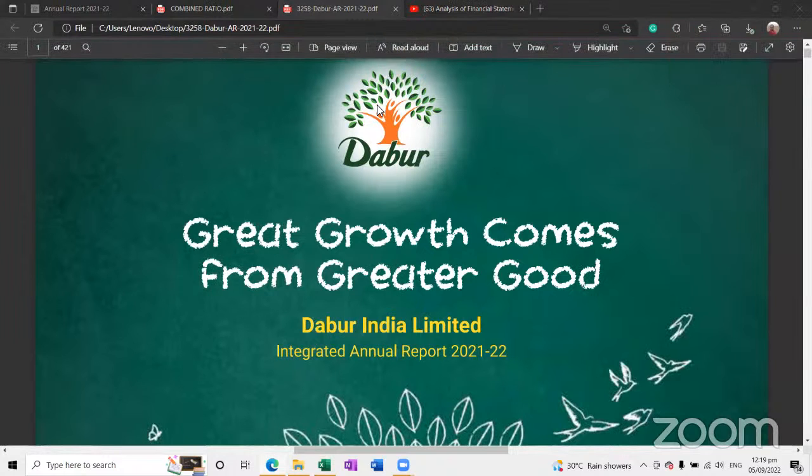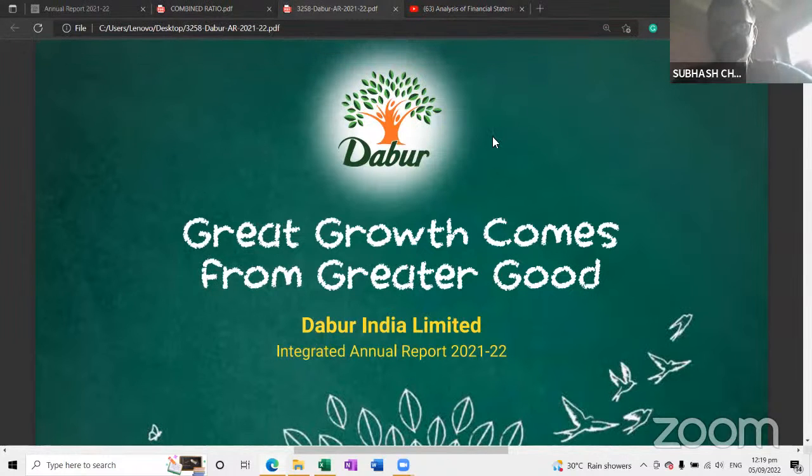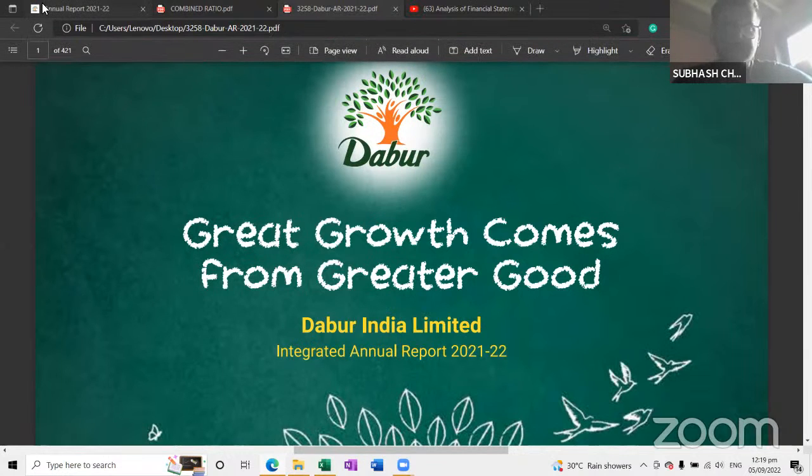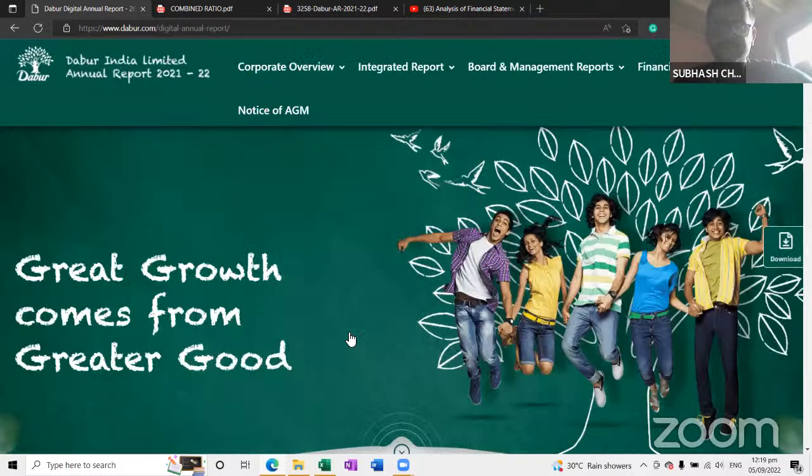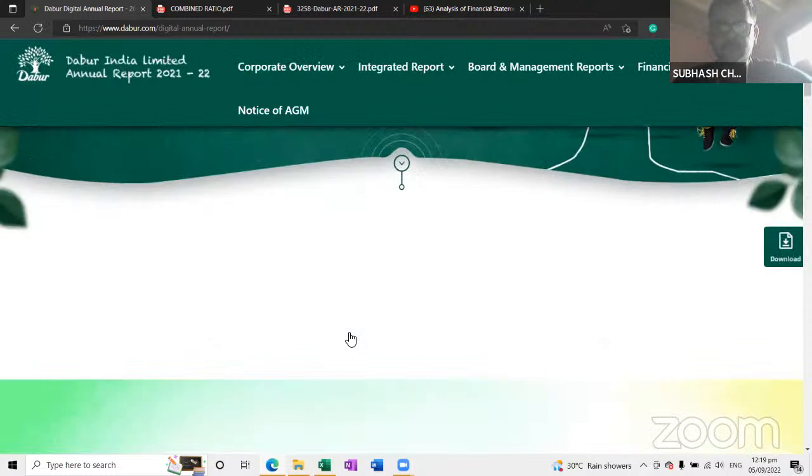For that purpose, I took a simple financial statement of a company. See, there is no need of ID, password, nothing. You go to Google. See here, I'm telling you everything about how I got this PDF. I went to Google, which is a simple search engine. Then I typed Dabur, and I got this report, annual report 2021 and 22. You can get the digital annual report and also the PDF. Actually, I need to refer to it at a later stage, that's why I got the second one also.